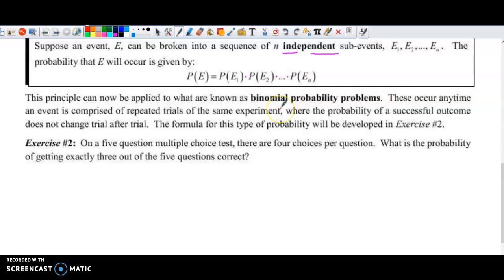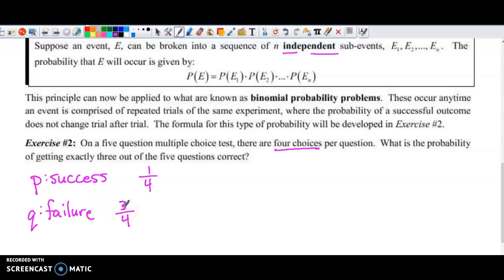We use them a lot of times when we have these success and failure problems. So that's exactly what's happening in exercise 2. We have a 5-question multiple choice test. Each question has 4 choices. So that's what I mean by a p-value, a probability of success. P being a success. Well, in this problem, you have a 1 in 4 probability of being correct. That means Q, in my example, would be a failure, so your probability of a failure is 3/4.